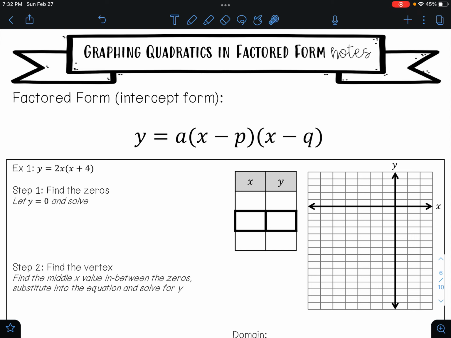In this video, we are going to learn how to graph quadratics in factored form. Factored form is sometimes also known as intercept form. It's called intercept form because it gives you the x-intercepts. It's called factored form because it is factored. So there are 3 steps for graphing in factored form.